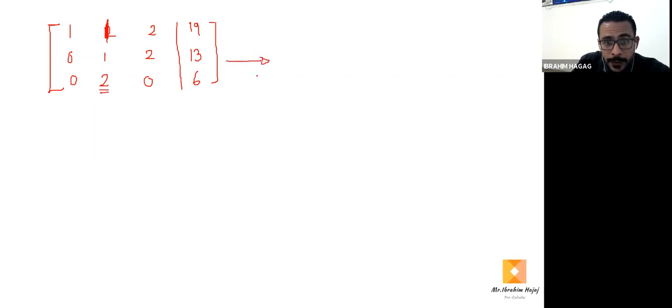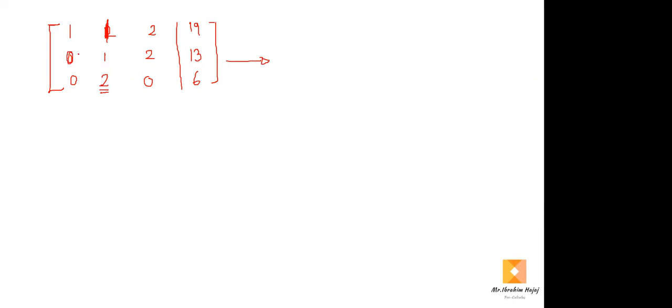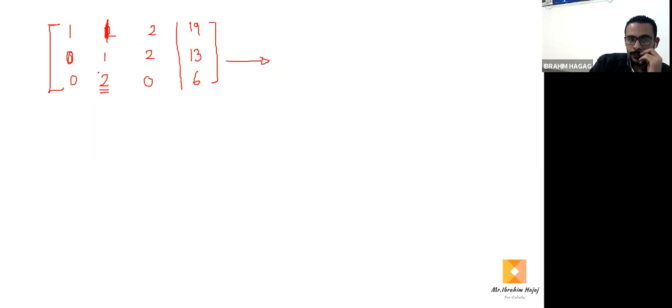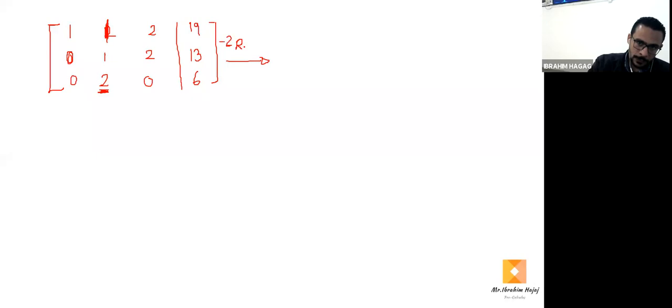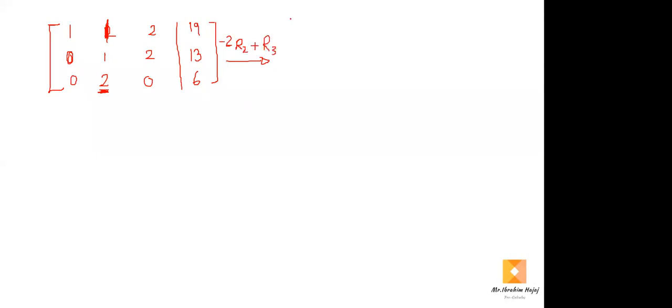And to do this, we have to multiply. Do you have any idea? Multiply R3 by half to be 0? No, this one would be 1. I need it to be 0. This 2 should be 0. So we can multiply the second row by negative 2 and add to row 3. Negative 2 R2 added to row 3.